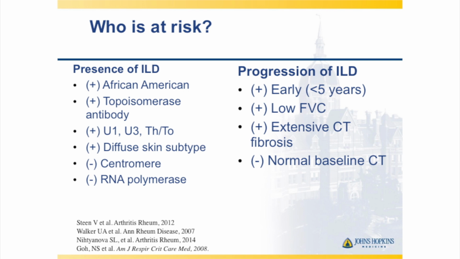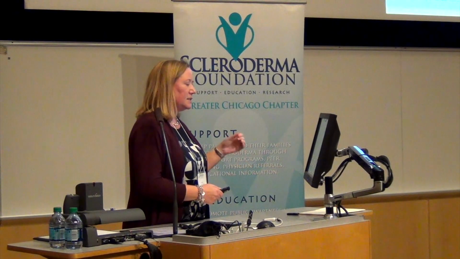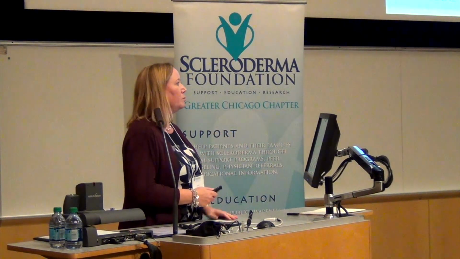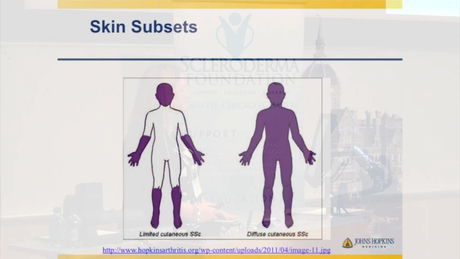So right now, what we do in the clinic is we take an assessment of all these things. What is somebody's antibody? What does somebody's skin look like? What is their baseline test? And say, do we think this person is at risk for progression? This gets us part of the way, but it's not perfect in terms of really being able to predict, on an individual level, what's going to happen.